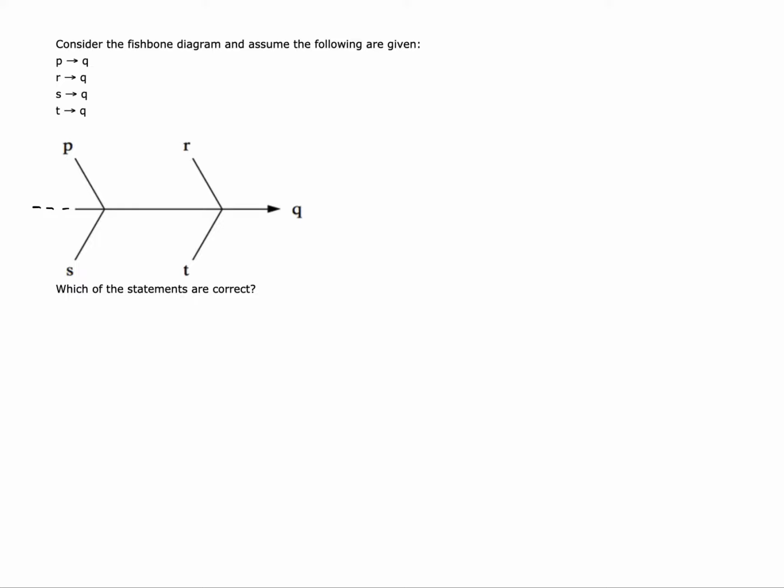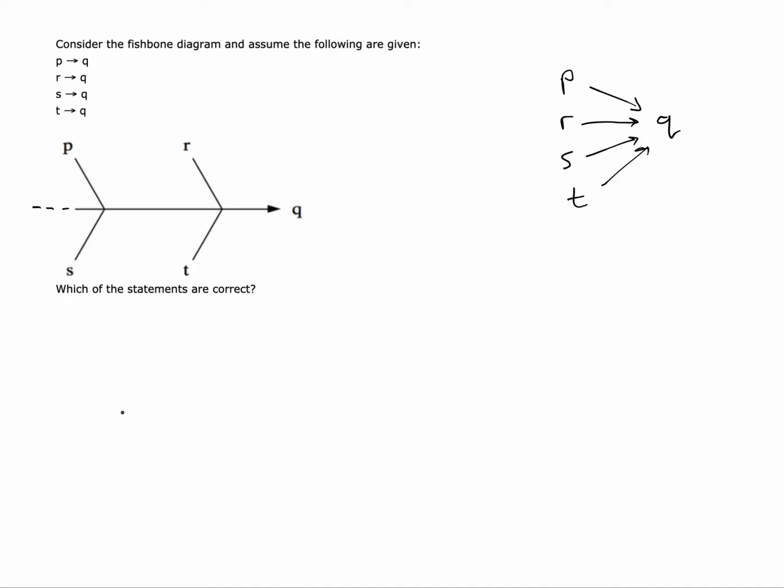Is the idea. Another way to draw that, which is common, is just having a Q on the right and showing that P could lead to Q, R leads to Q, S leads to Q, and T leads to Q.